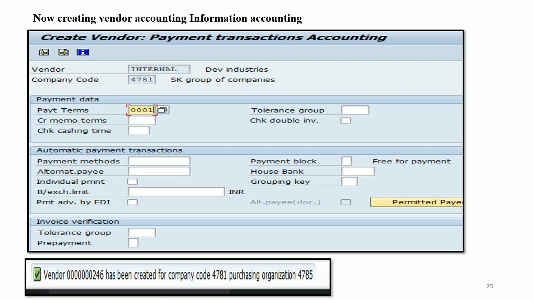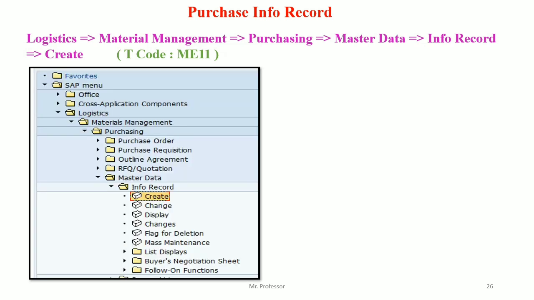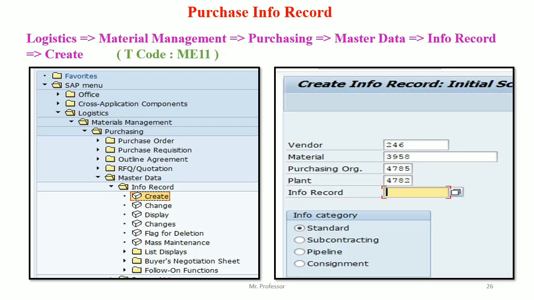The next one will be the Purchase Info Record. A Purchasing Info Record stores information on a material and the vendor supplying that material. A Purchase Info Record can be maintained at the plant level or at the purchasing organization level. There are four types of info records available, that is, standard, subcontracting, pipeline, and consignment.